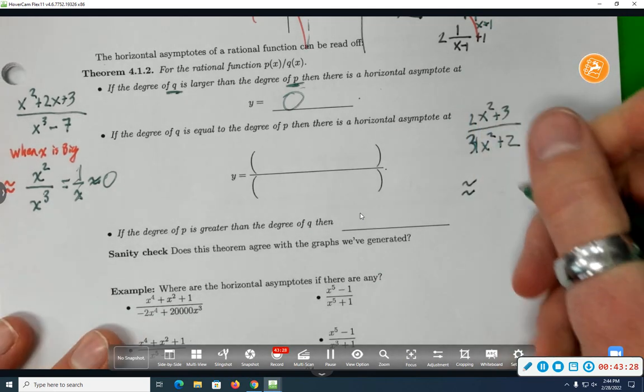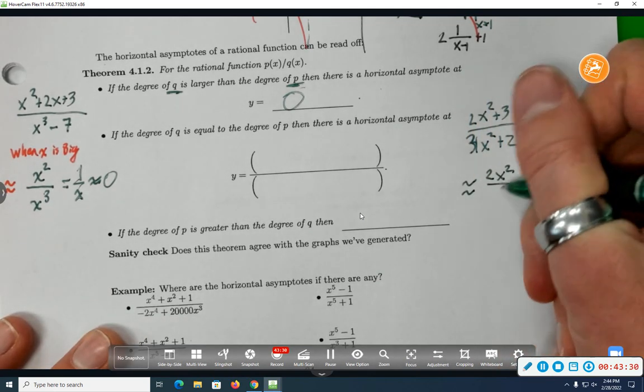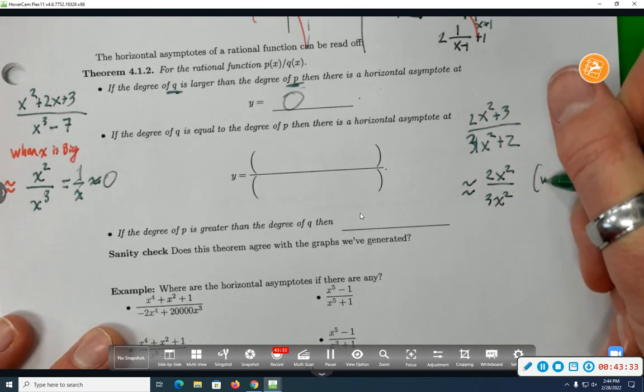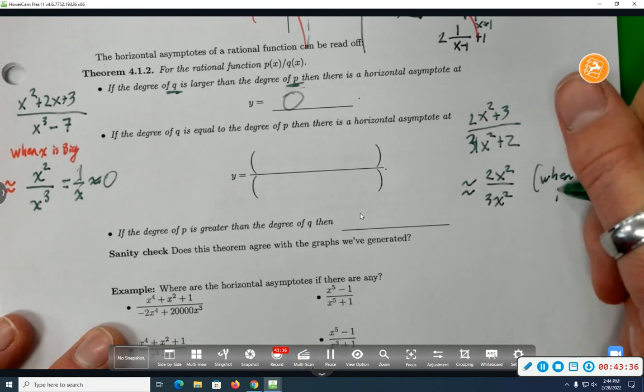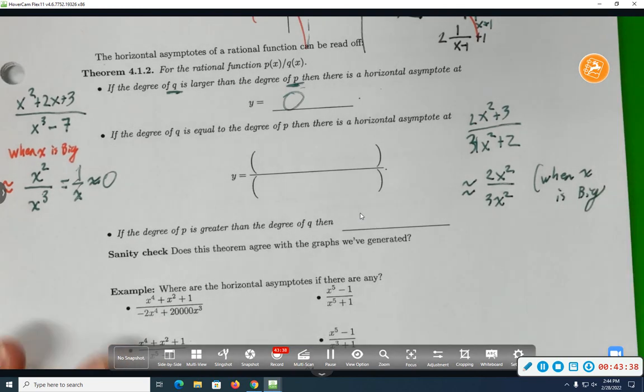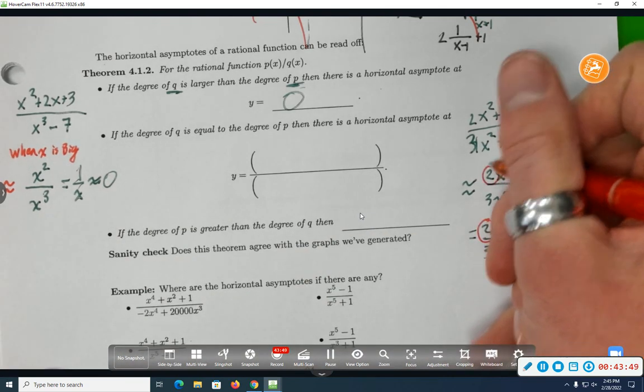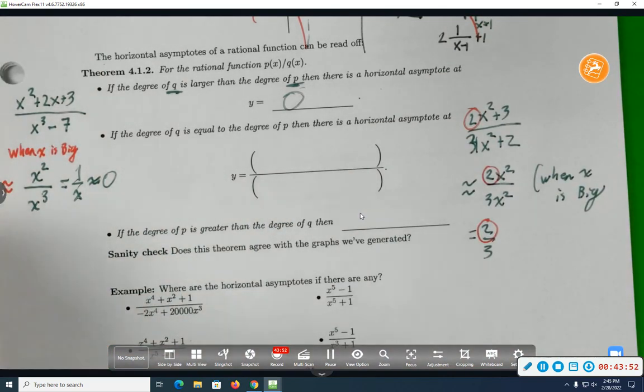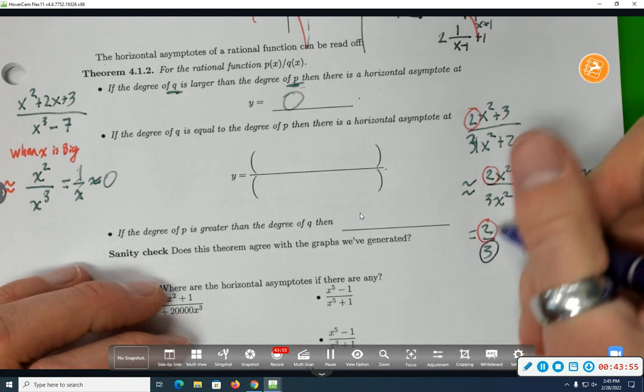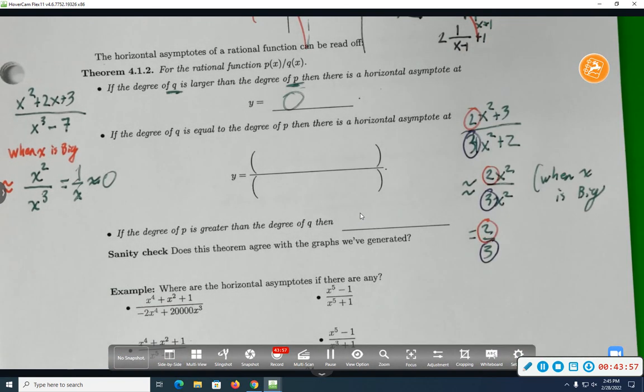So when you plug in a really big number for x, this is basically 2x squared divided by 3x squared when x is big. And what does that simplify to? 2x squared divided by 3x squared simplifies to 2 over 3. Notice this 2 came from that 2, and this 3 is the same as that 3. So you could do this for absolutely any polynomial divided by polynomial you wanted. Here's the point: only the leading terms actually make any difference.